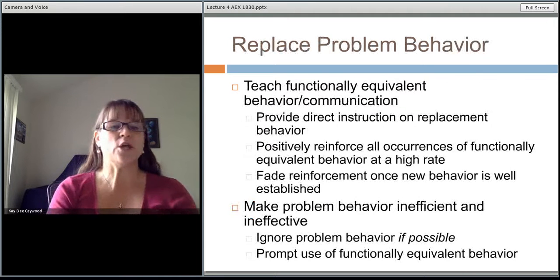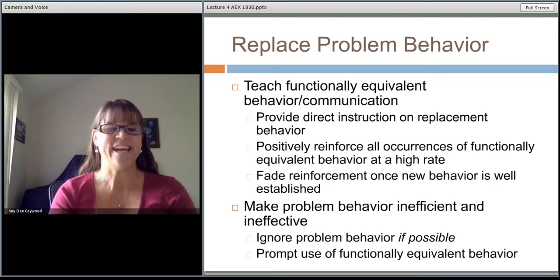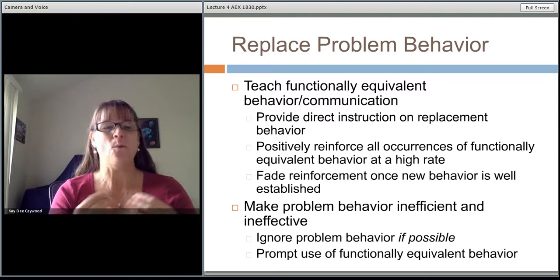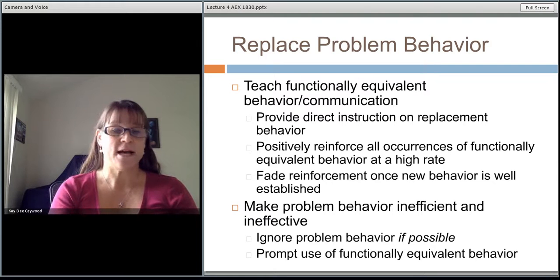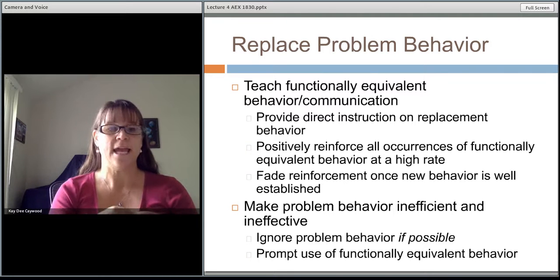So, in order to do that, you want to replace the problem behavior with functionally equivalent behavior or communication. To do that, first of all, you need to provide direct instruction on replacement behavior. You need to make sure they know how to do what they are to do in order to get that need met. Then you want to positively reinforce all occurrences of that equivalent behavior at a high rate. So every time that they engage in that replacement behavior, you want to make sure that you are reinforcing them at a high rate, usually with giving them whatever it is that that behavior wants them to do.